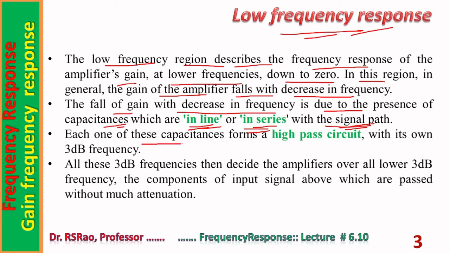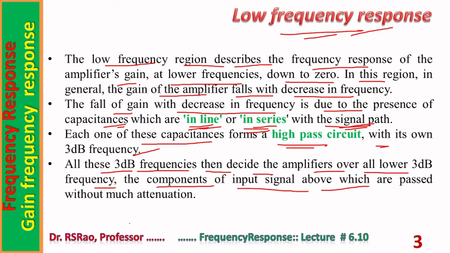Each one of these capacitances, in line or in series capacitances, forms a high pass circuit with its own 3 dB frequency. All these 3 dB frequencies then decide the amplifier's overall 3 dB frequency. The components of input signal above which are passed without much attenuation.